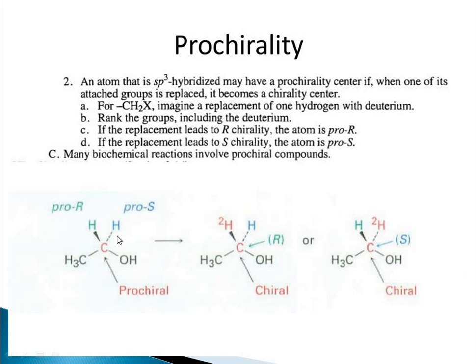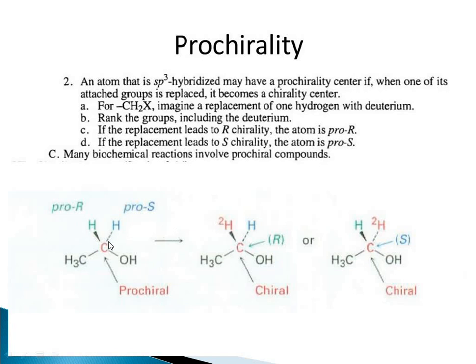Now again, we can name these homomorphic ligands as pro-R or pro-S, depending upon whether we are getting an R isomer or an S isomer. Let us see in this case these hydrogens, homomorphic, similar ligands, similar in all respects. If one by one, the one on the wedge is replaced by deuterium, the priority will be 1, then 2, then 3, clockwise. So hence, this is pro-R.